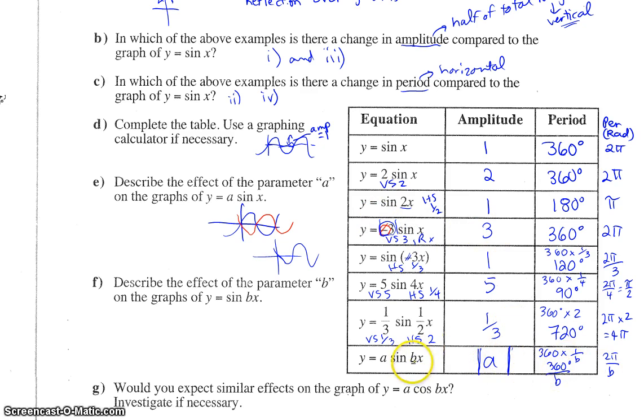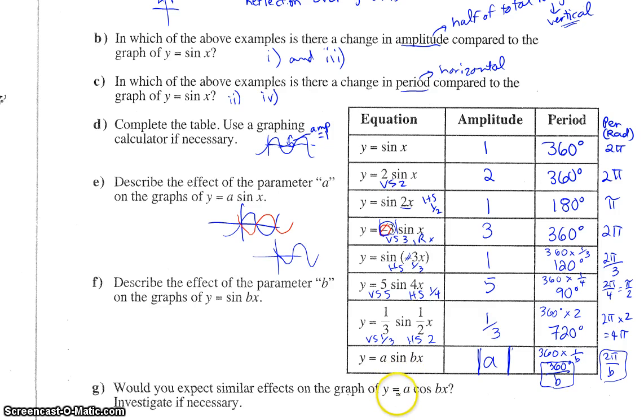Now B, as you can see, when B was 4, we basically ended up taking the period and dividing by that 4 to get the new period. Or when B was 2, we'd take that period, 360, and divide by 2 to get your new period of 180. So essentially we're going 360 divided by our B value, or in radians, 2 pi divided by the B value. Those are important. You'll see them summarized on the next page.